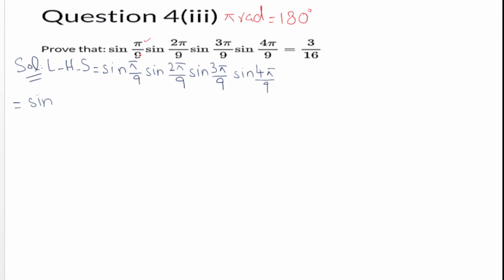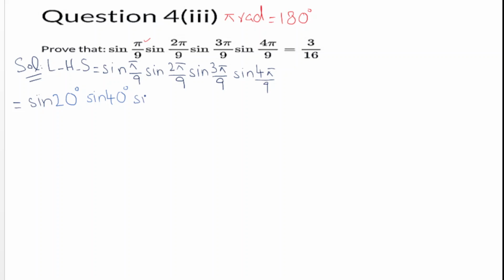180 divided by 9, how much will it be? I think all of you know that will be 20 degree. So it is in degree form now. Again pi by 9, 20 and 20 multiply to 40, so sine 40. You are understanding. Again pi by 9, again 20, so 20 multiply 3, 60.